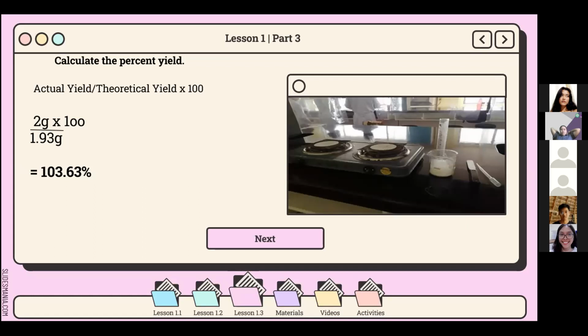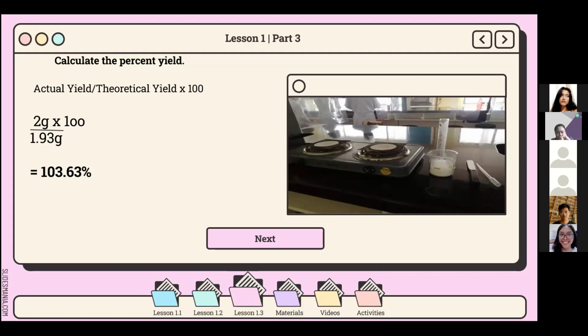how to calculate the percentage yield. So the given is our actual yield, which is 2 grams, because we subtracted 106.28 grams from 108.28 grams. Kaya naging 2 grams, because the 108.28 grams is the mass of the beaker with NaCl after evaporating. So the 106 is the mass of the empty beaker on the analytical balance.